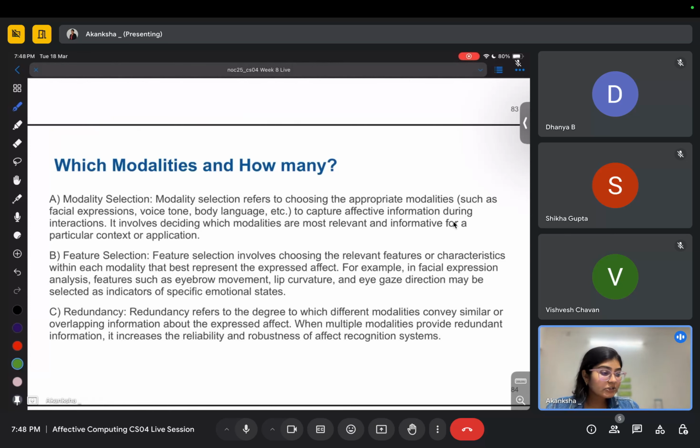And then feature selection is also there, in, let's say, features such as eyebrow movements, lip curvature, or any other features, or audio features. Which features are the most important in that pipeline? Then redundancy: we also want to know the redundant features so that we can remove them and make our model better.